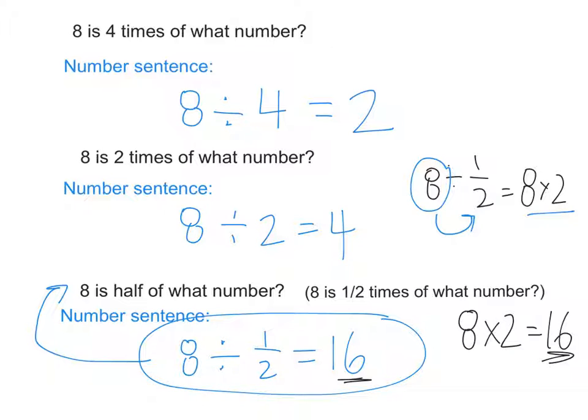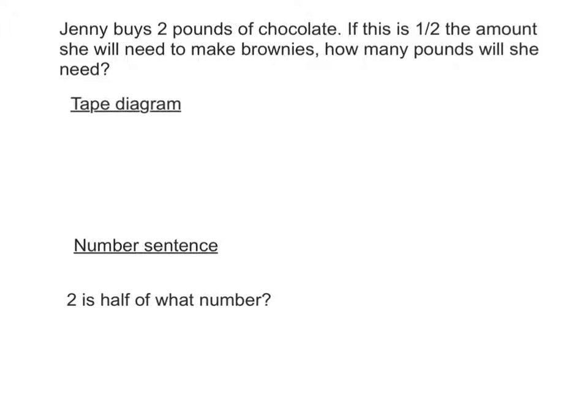Okay? Great question. If Jenny buys 2 pounds of chocolate this time, and this is only half the amount that she needs to make brownies, how many pounds of chocolate will she need to make brownies? Go ahead and draw a tape diagram that shows this problem. Okay, so if Jenny buys 2 pounds of chocolate, here's the 2 pounds she buys. I'm going to label it 2. Is that all she needs to make the brownies? No, this is only half of what she needs.